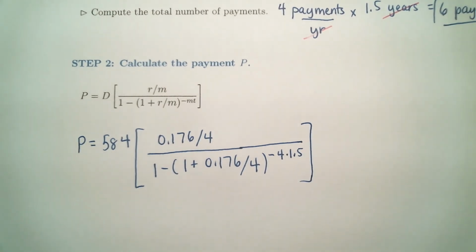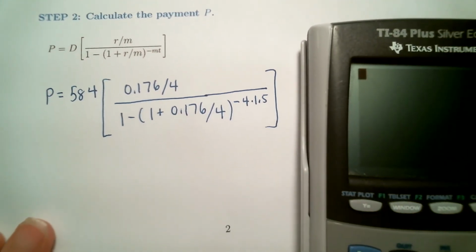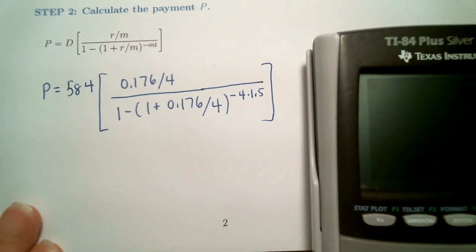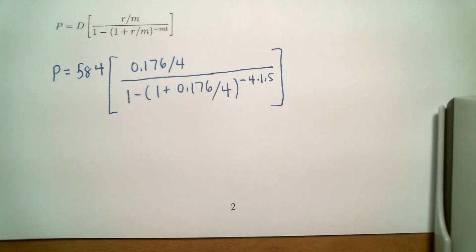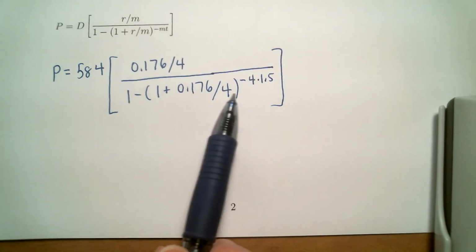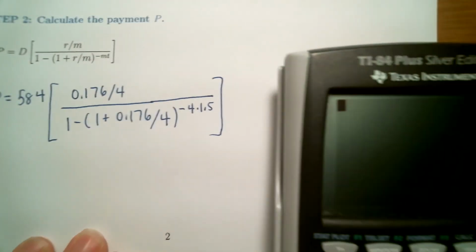When you are working with a formula like this, our first time using the amortization formula, you are again going to want to start inside the brackets when entering this into the calculator. Out of the numerator and the denominator, go with the more complicated of the two and enter that first. That is definitely going to be the denominator. Then we'll come back and deal with the numerator. Once we have the quantity in brackets, we will multiply by 584. So let's try it.